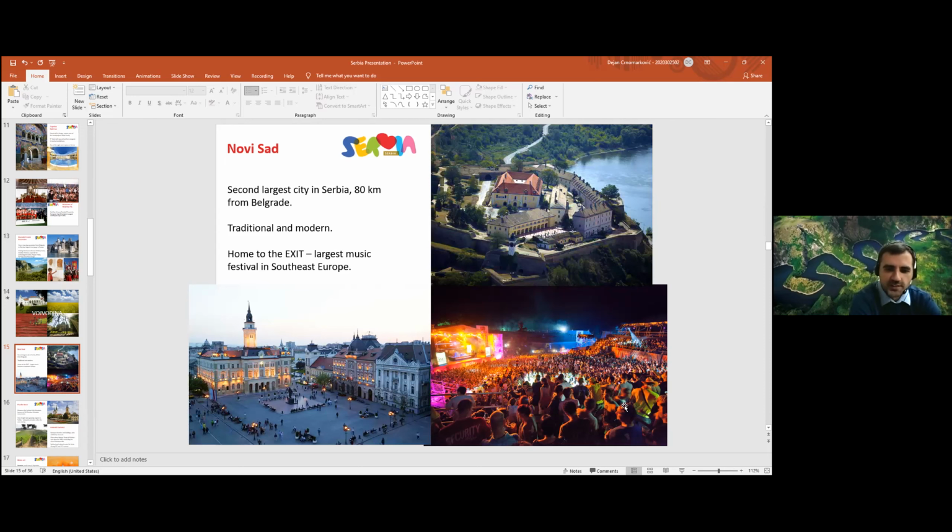It's more easygoing, relaxed, multicultural, also multi-confessional, and it's only an hour drive from Belgrade. And for youngsters and people that still feel young, it's home to one of the largest music festivals in Europe, and actually voted a couple of times the best large festival in Europe. Exit is called, and it takes place in the month of July, mid-July.